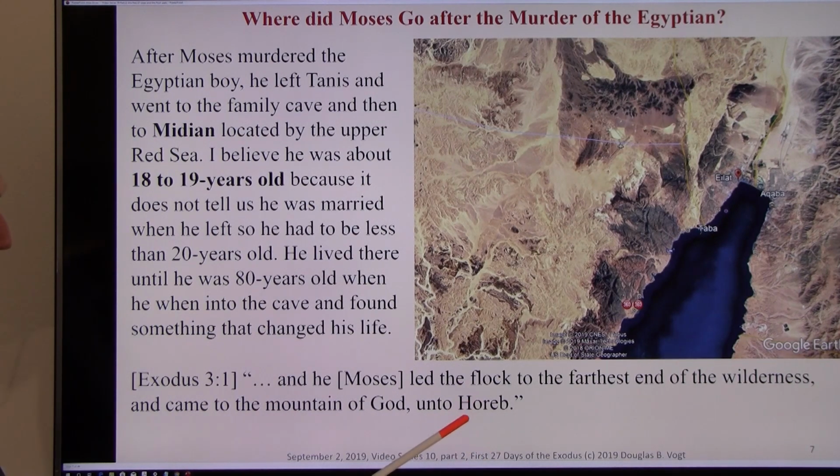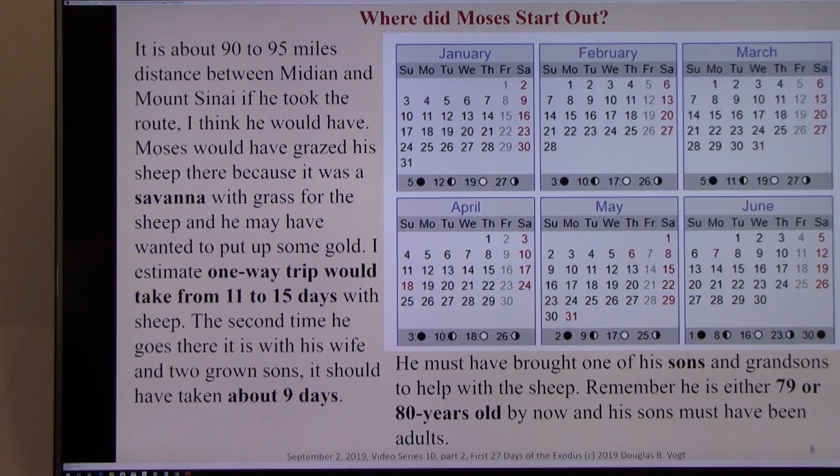If you remember the code systems, there are about 7 different names for Mount Sinai. This is one of the coded names. Again, you have to take the word apart. Okay, it's about 90 to 95 miles distance between Midian, where I think he was, and Mount Sinai, if he took the route I think he did.